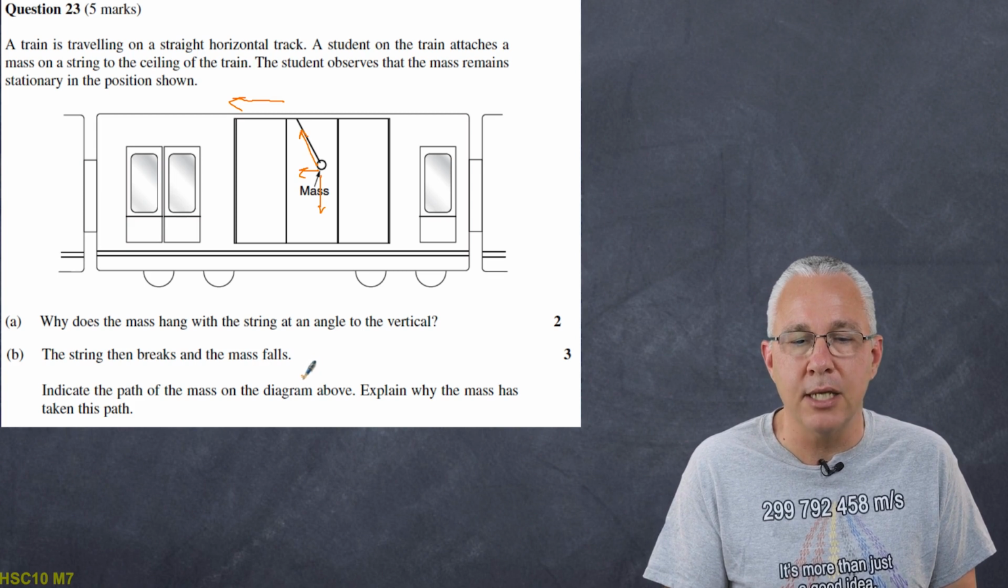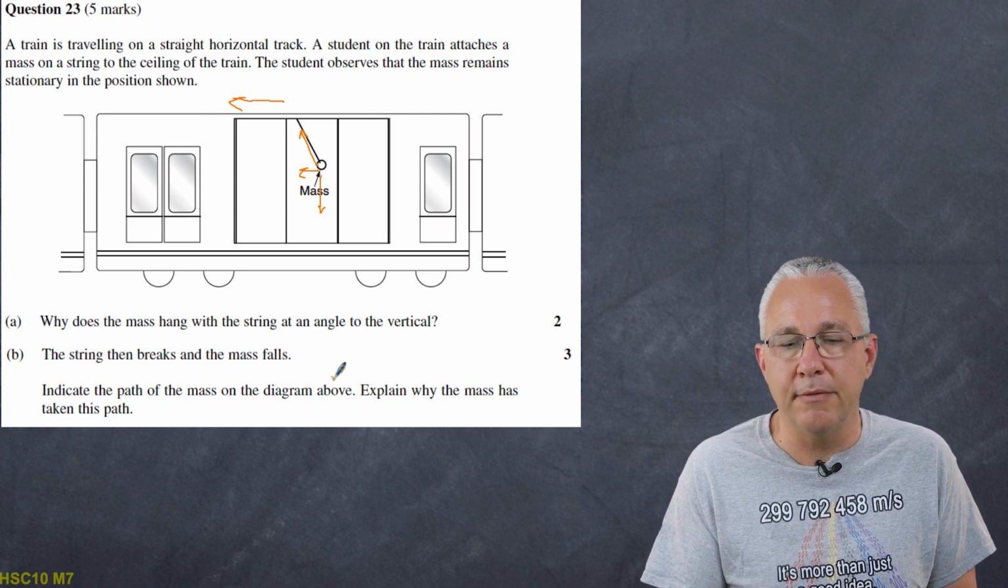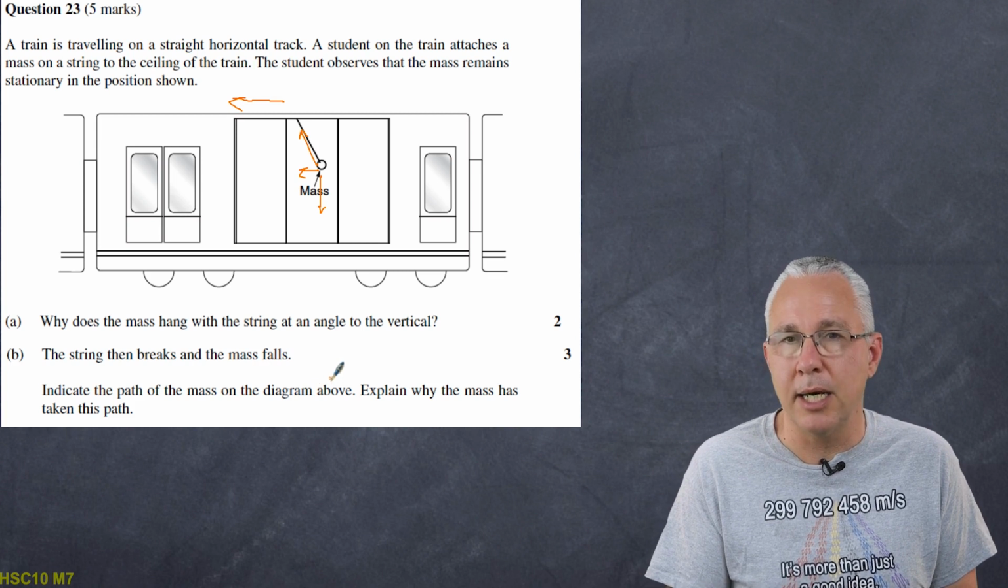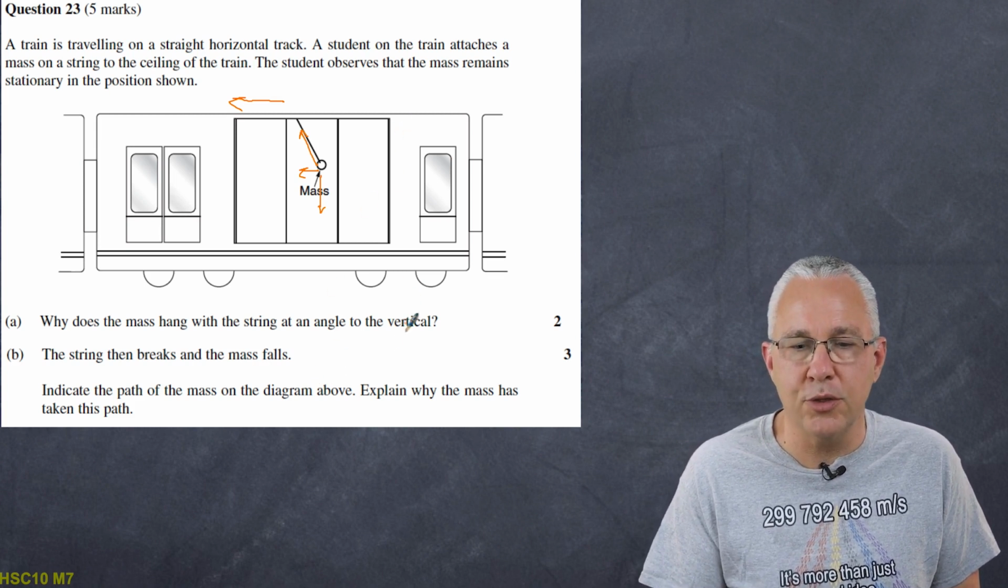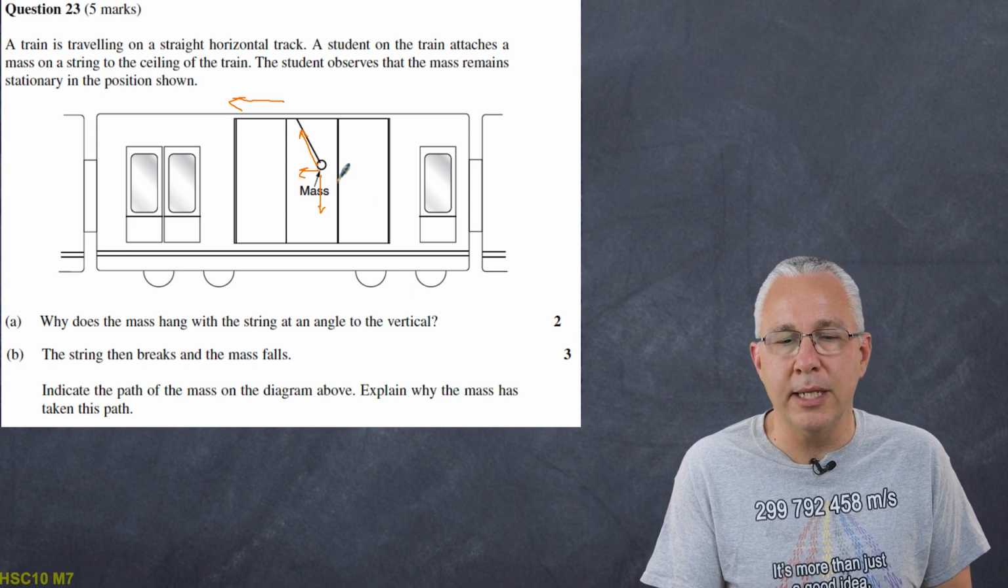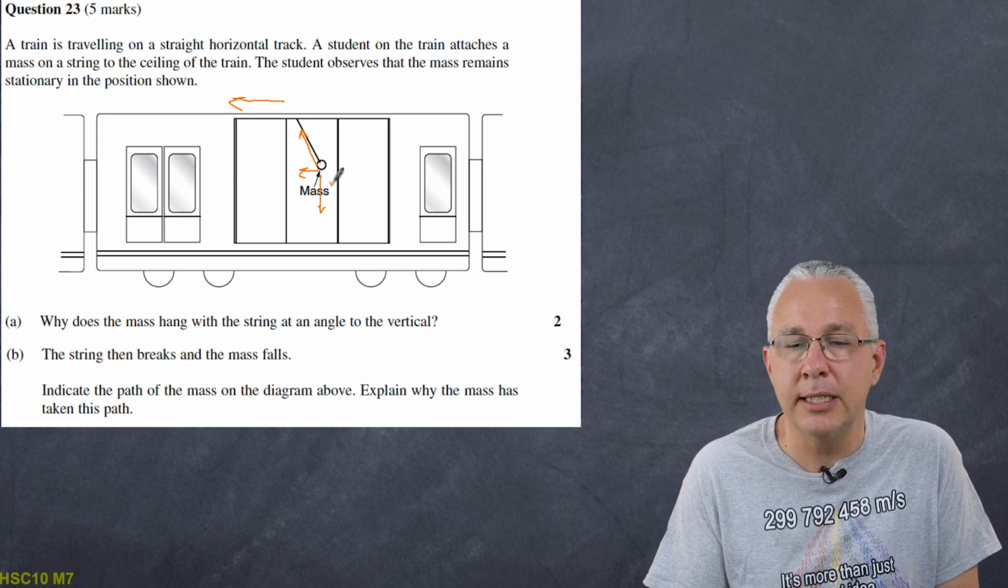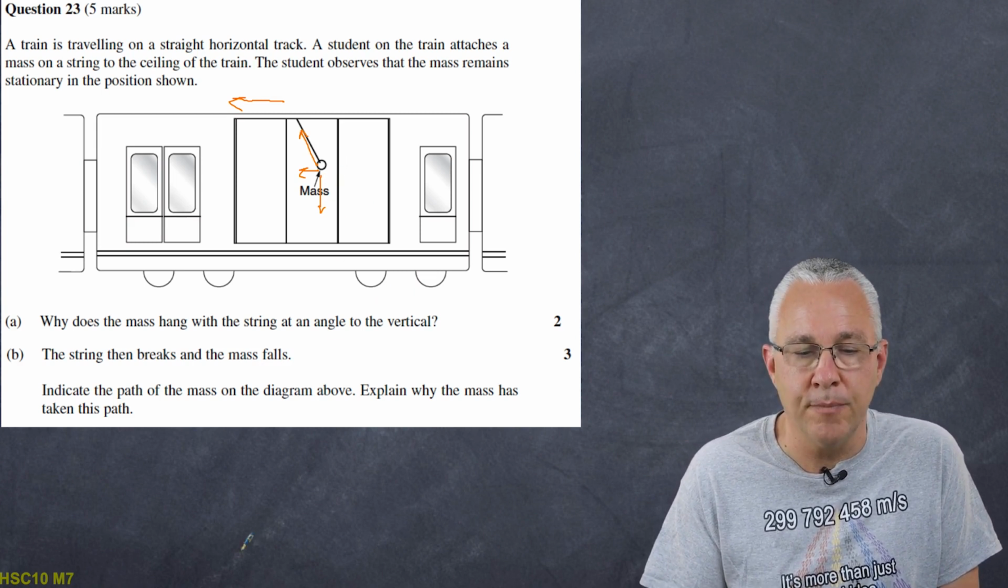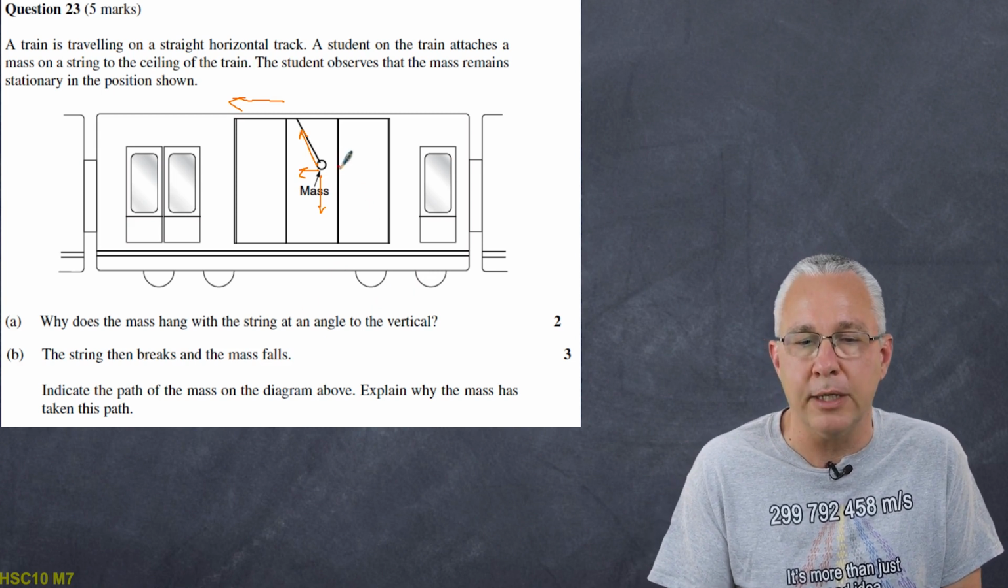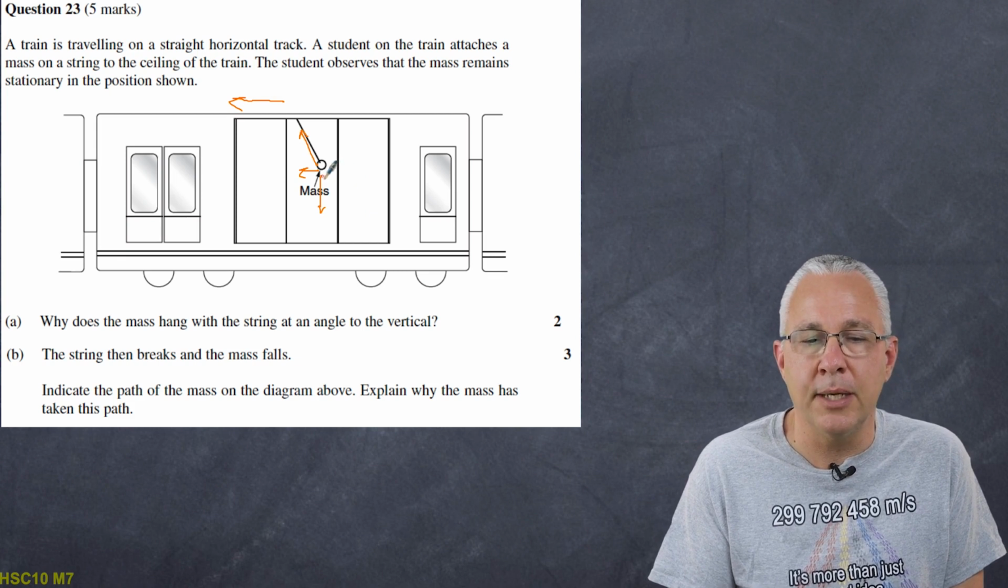Indicate the path of the mass on the diagram above and explain why the mass has taken this path. Now this is the crucial part. What happens? Well, normally this object will accelerate in the downward direction. And so what we'll do is look at it from the perspective as if it was not moving across. From a person inside the train, if it was stationary in this sort of situation and just let go, it's going to be accelerating downwards.